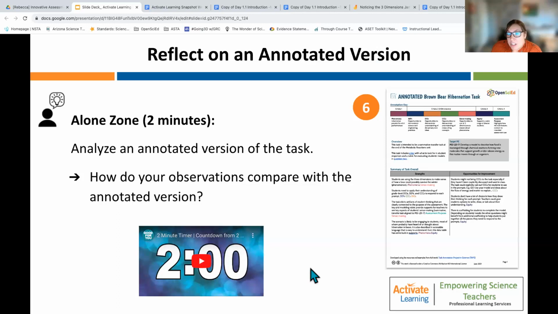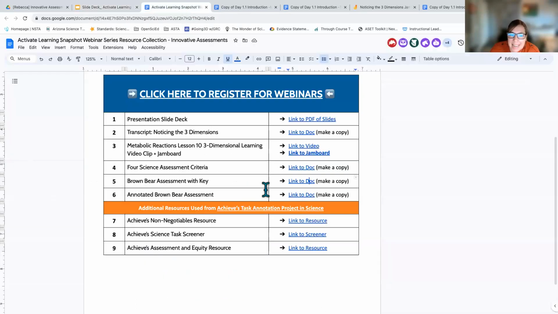So now what I want you to look at is an annotated version of this task. So what this annotated version is basically, you're going to look at it and how it compares to your own observation. So let's get into it, and then I'll explain what the annotated part of this means.